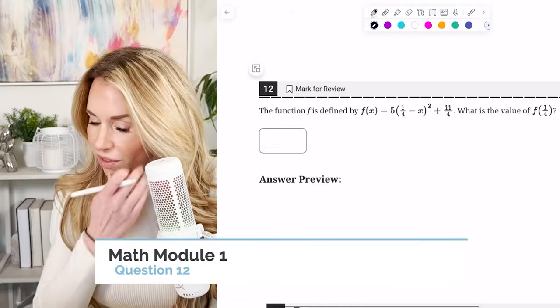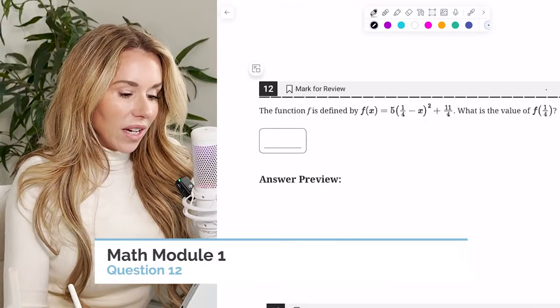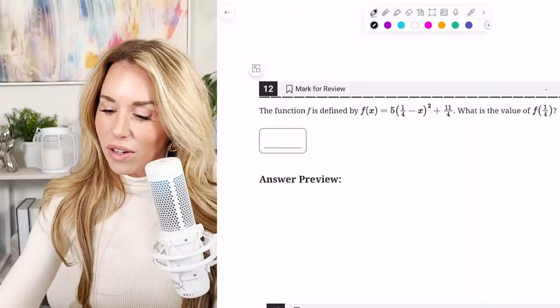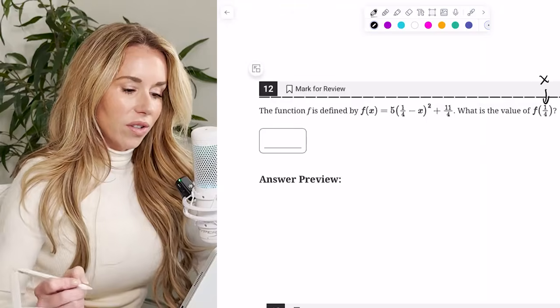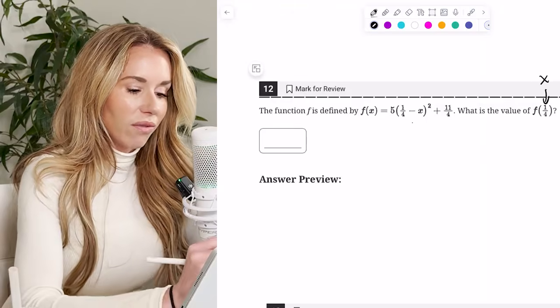The function f is defined by f of x equals 5 times 1 fourth to the x. Okay, what is the value when x is one fourth? Okay, that's our x value. So we're going to go ahead and put in 1/4 for x.